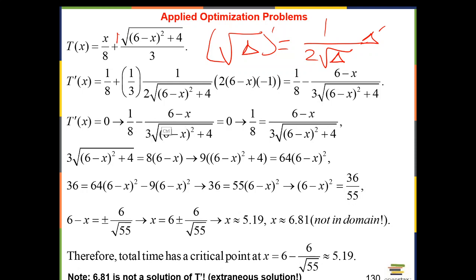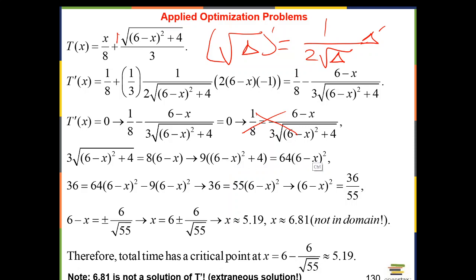So take this to the other side. What do we have? We have an equation that has a radical in it, right? And we know how to solve it. Isolate the radical. So cross multiply and square both sides. And simplify. This is just a little algebra.